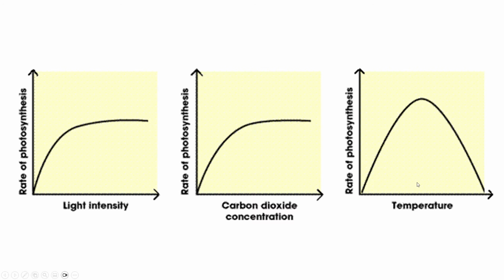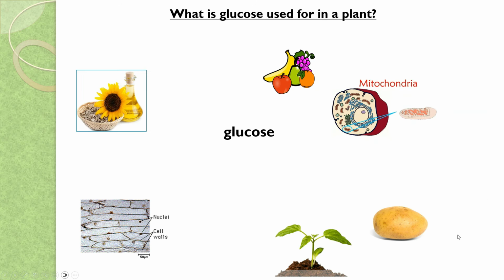Exactly the same with carbon dioxide. Temperature's a bit different because it's related to enzymes. So enzymes are really important in photosynthesis. So you can imagine with an increase in temperature, you reach an optimum. Then any further past the optimum, then enzymes will become denatured.